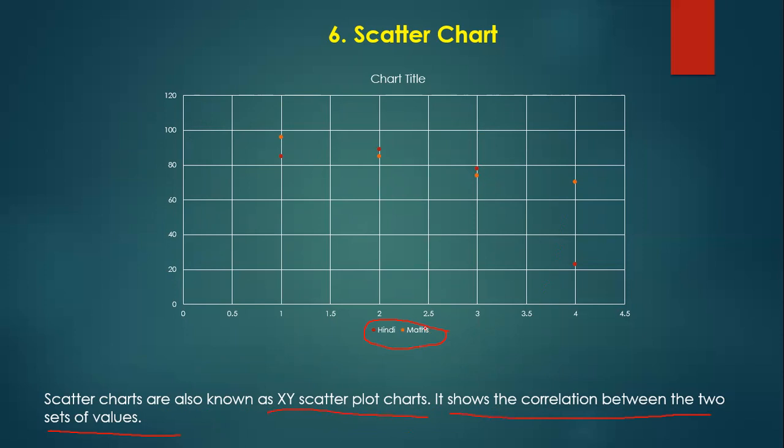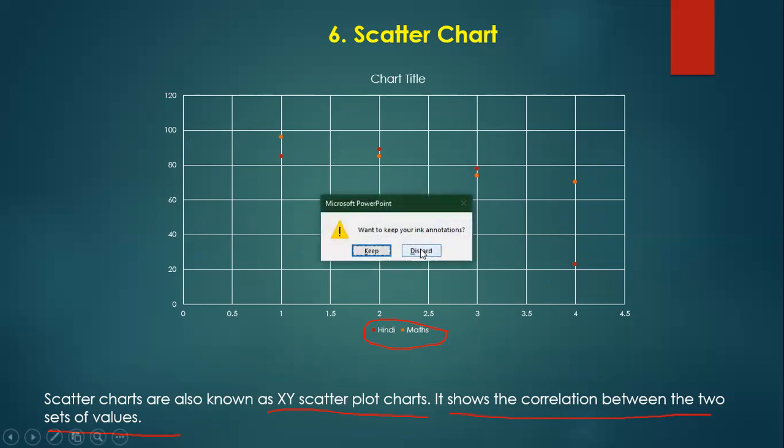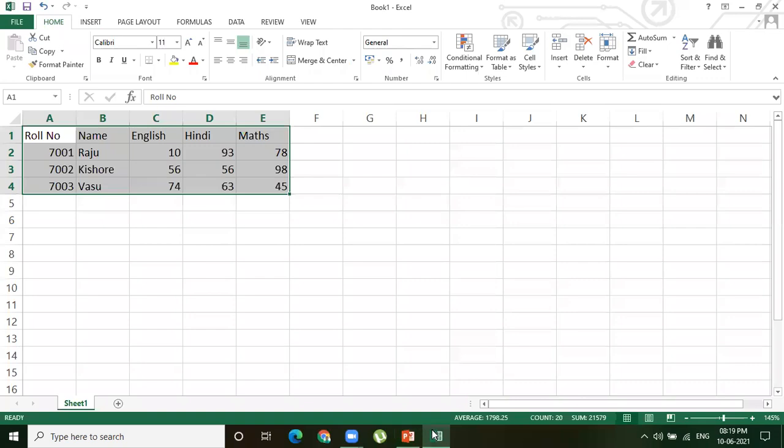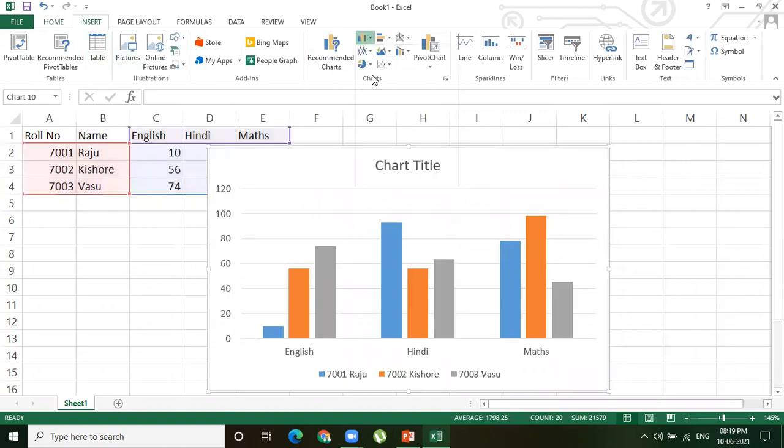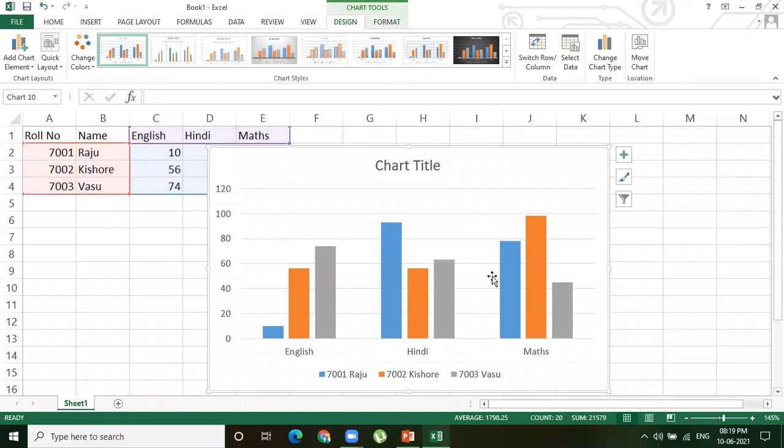So let's check whether it is going to display for two subjects. Let's check all these charts, and we will insert them and observe in the Excel sheet. So this is the data here. And first I'm going to insert column chart. So now here, column chart. Now you observe, this is column chart.